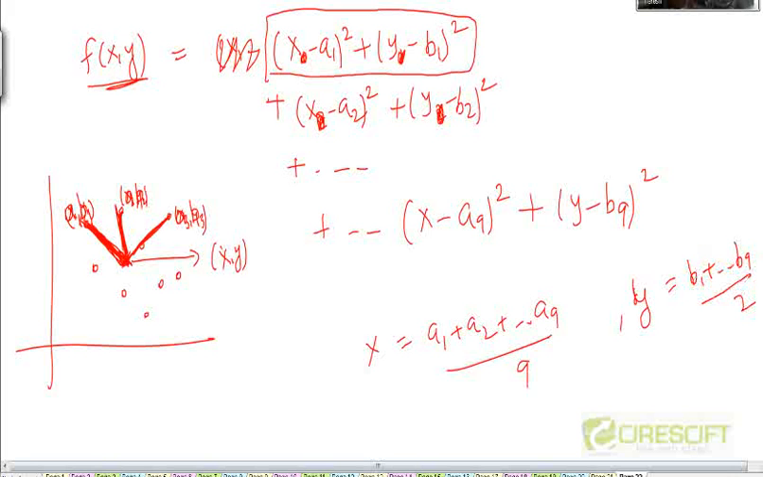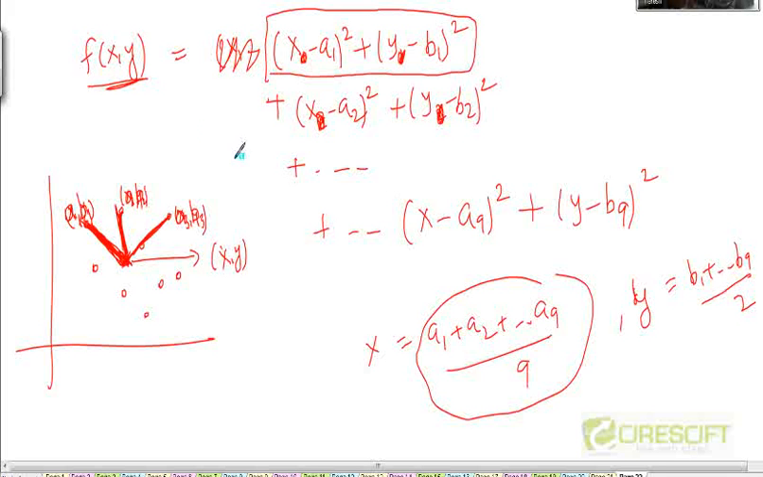Yeah. So if I take the partial derivative of this function with respect to x and I set it to 0, I'll get the value of x to be equal to the mean of the a's. And if I set the partial derivative of this with respect to y to be equal to 0, just like we were doing earlier, except that we were doing it in one dimension, now we have to set both the partial derivatives to 0.